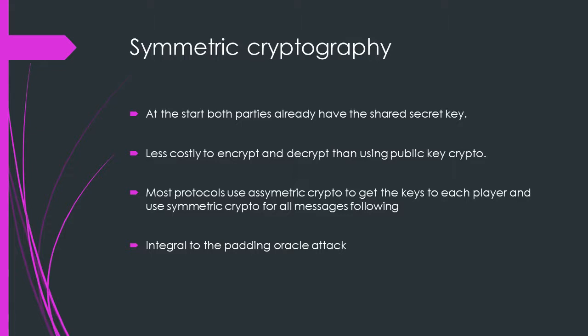Protocols like SSL and TLS, which are used to encrypt your web traffic, use both of these in conjunction with one another. They start with a public key-based exchange of a secret, and then immediately switch over to symmetric cryptography using that secret for the rest of the traffic. They do this mainly because it's a lot less costly to send messages using symmetric key crypto.